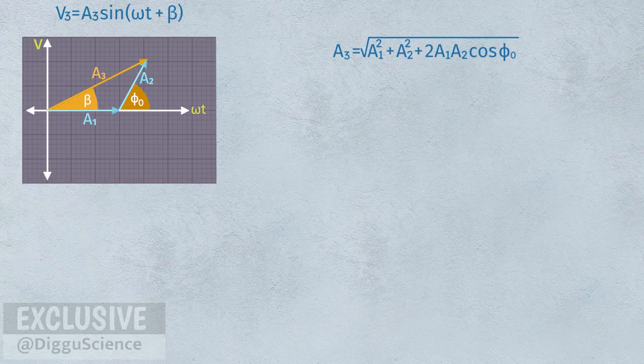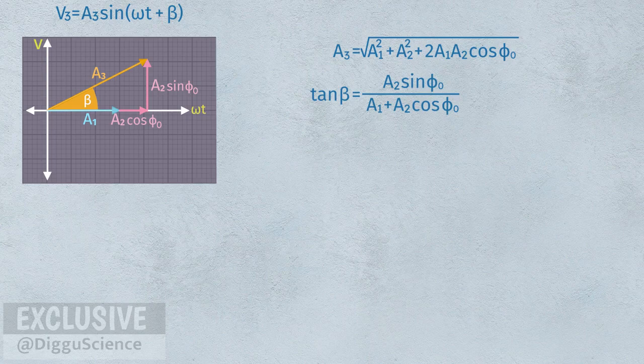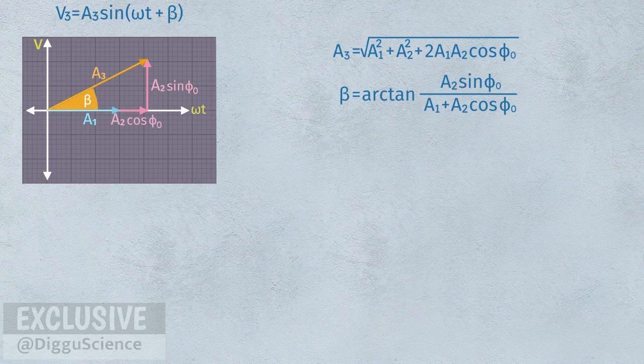Now we can resolve the phasor V2 into its component phasors: A2 cosine phi 0 on the horizontal axis, and A2 sine phi 0 on the vertical axis. The structure as a whole forms a right triangle. Now, the tangent of beta is the length of the triangle's vertical side, A2 sine phi 0, divided by the length of the triangle's horizontal side, A1 plus A2 cosine phi 0. Of course, the value of beta is the arctangent of the value on the right-hand side. Knowing the values of A3 and beta, we can write the voltage V3.